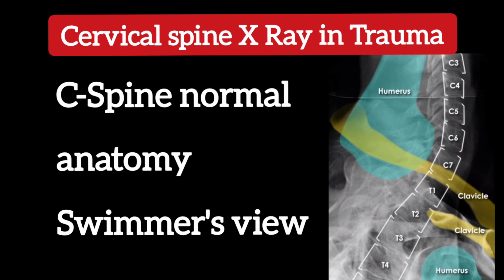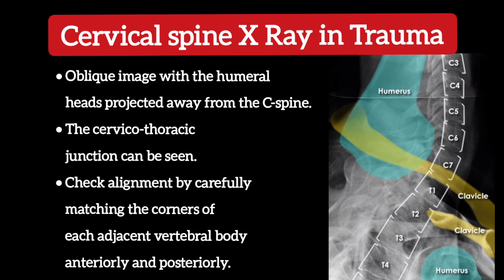C-spine normal anatomy. Swimmer's view. Oblique image with the humeral heads projected away from the C-spine. The cervicothoracic junction can be seen. Check alignment by carefully matching the corners of each adjacent vertebral body, anteriorly and posteriorly.